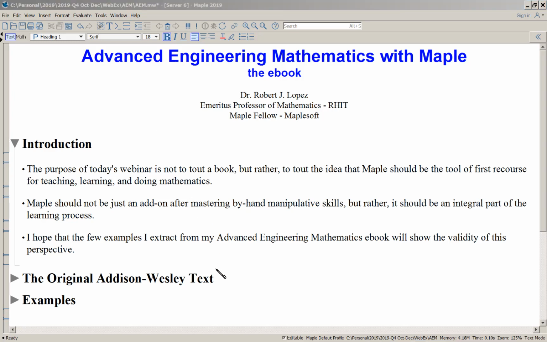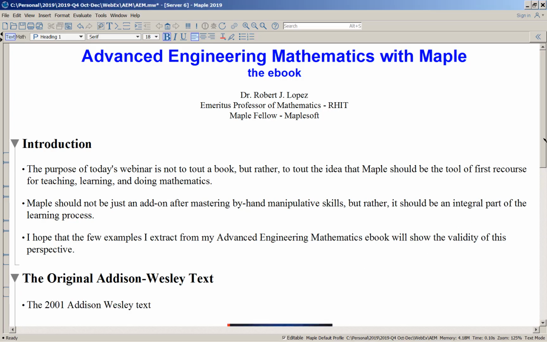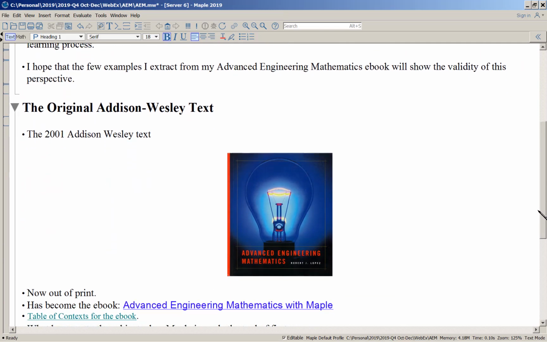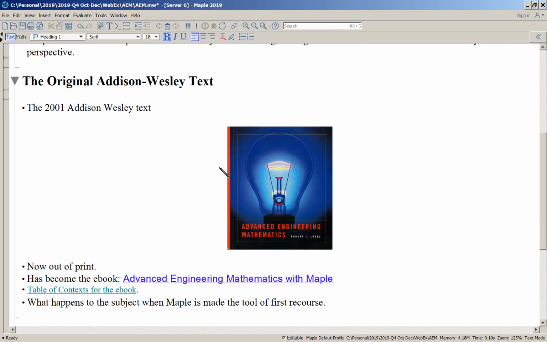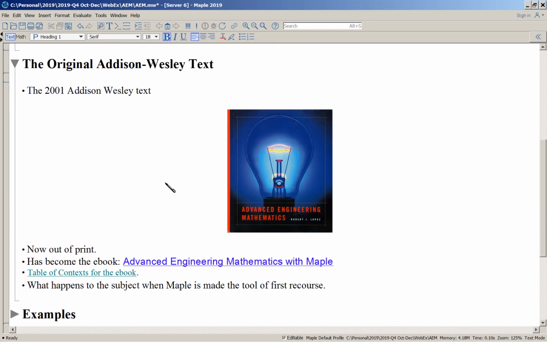Now, just a thought on the original Addison Wesley text, which is presently out of print. So this is what the book cover looked like. It's out of print. It's now in an ebook version. The book came with a disc in the back that had a Maple worksheet for each of the 273 sections in the book.